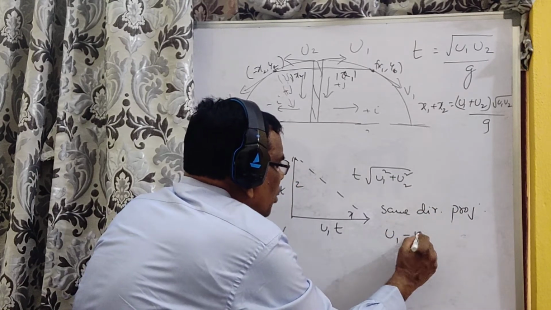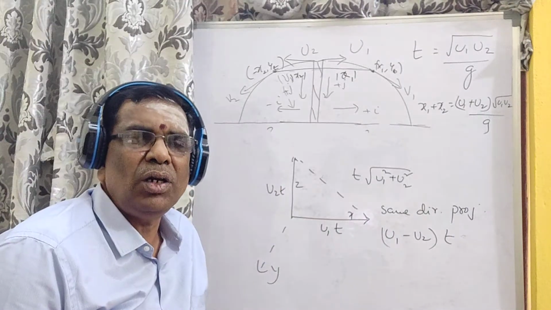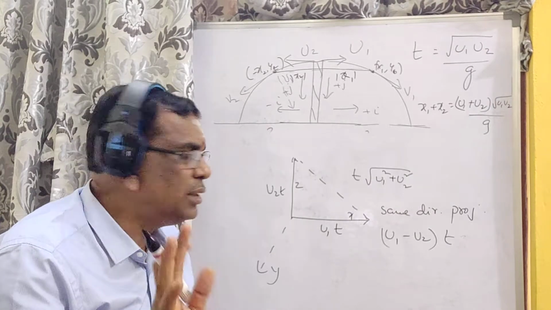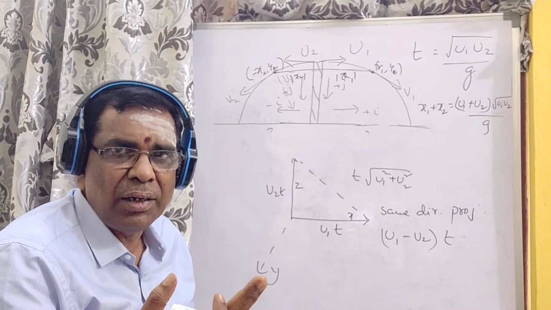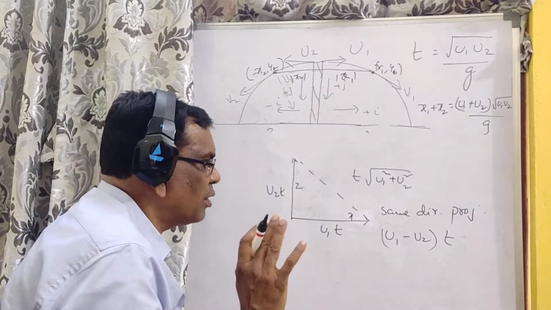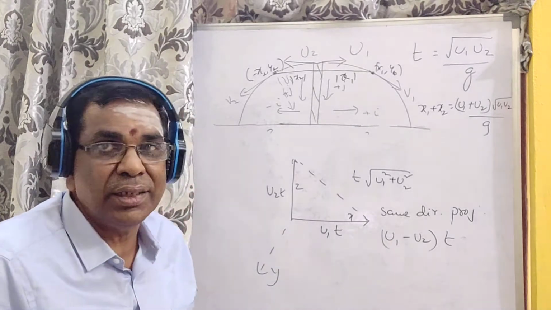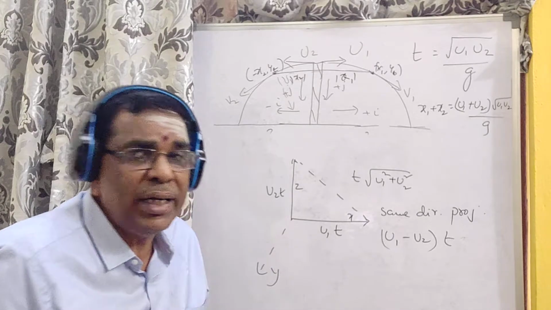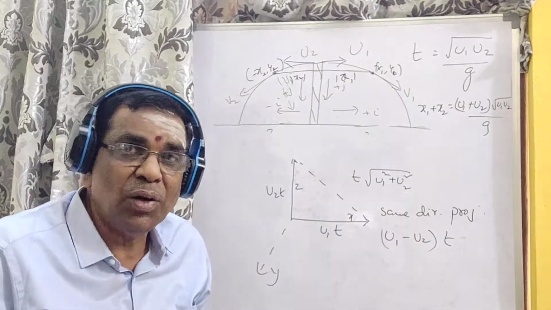Then u1 minus u2 into t. So it all depends on the angle. That means, what is the angle of projection between u1 bar and u2 bar? If it is 0, I am getting u1 minus u2. If it is 180 degrees, I am getting u1 plus u2. So how do you write it?